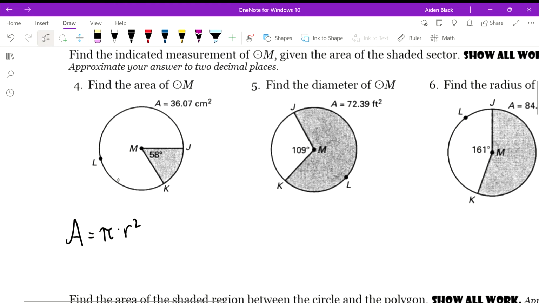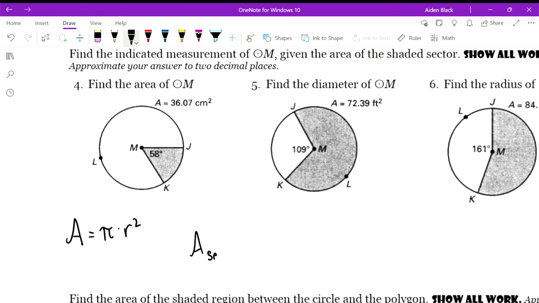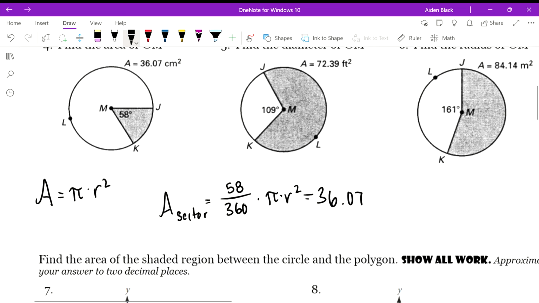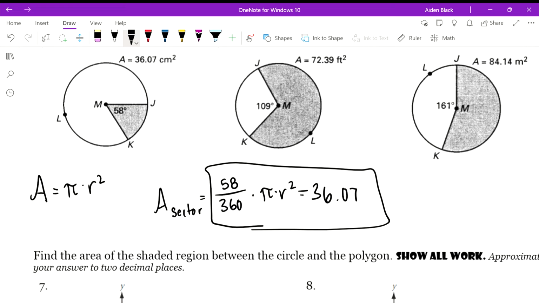In this case, though, we know that the area of the sector, this is how we can denote that, just so you understand, is 58 over 360. So this is the proportion of that sector to the entire circle, times pi r squared. We're not given r, but we know that the area of the sector is equal to 36.07. So essentially what we're working with is this equation here.